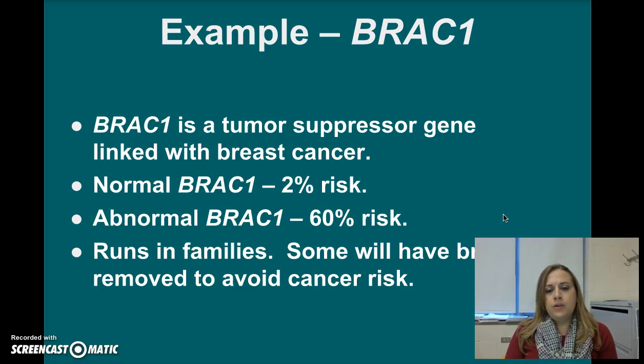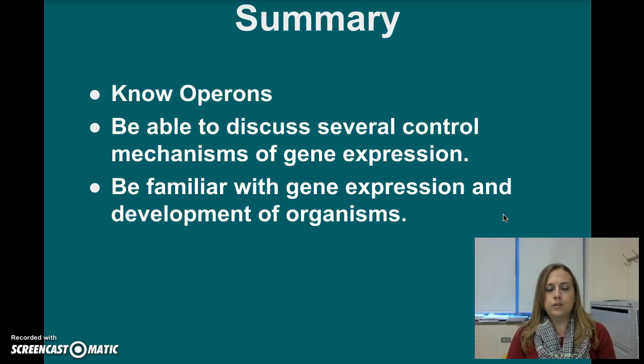I know I'm covering part of the text there, but some people will have breasts removed just to avoid the cancer risk. You can have a double mastectomy, removing both breasts, if you know that the abnormal BRCA1 gene runs in your family, because you are at a much higher risk for breast cancer at that point.